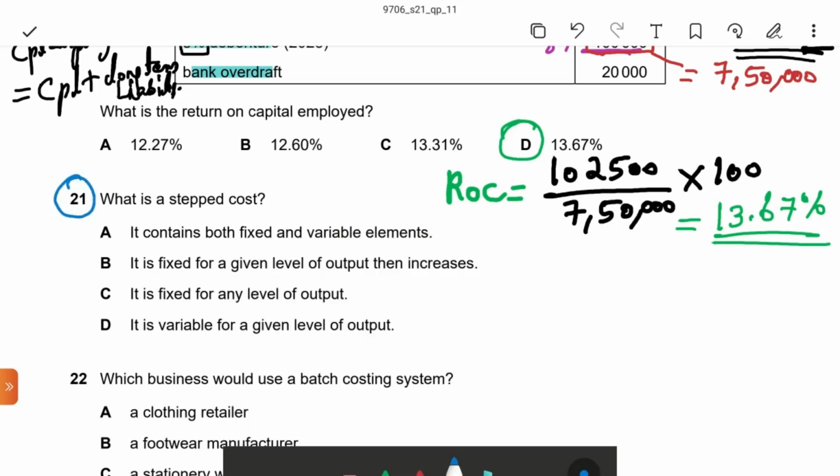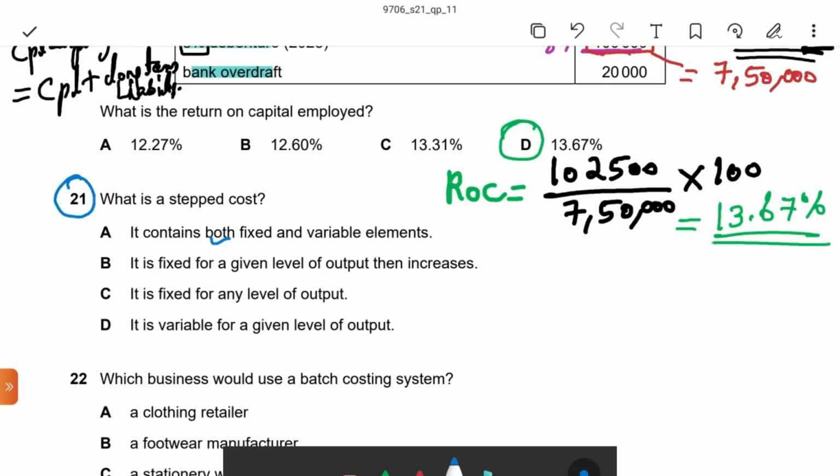What is a stepped cost? Stepped cost means the company's cost is changing from fixed cost to variable cost. To a level it moves like a fixed cost, then from one level it changes. Again it moves to a fixed cost. So the correct answer is it contains both fixed and variable elements. That is correct.